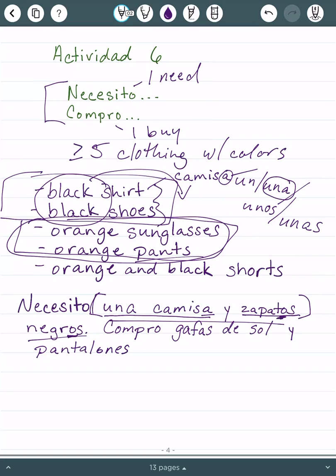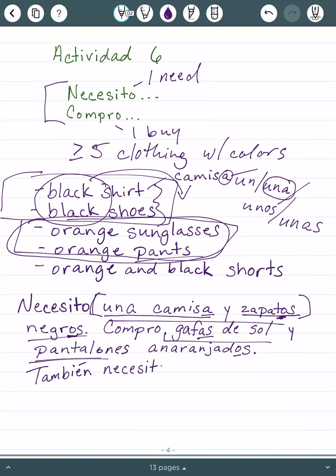And now I've got to decide, okay, is either of these masculine? If you look at pantalones, you'll see on your vocab list it says los pantalones. So that is masculine. So the word for orange, anaranjado, I'm going to leave it masculine. Now I am talking about plural things, so I need to add an S there. Now, if I want to be really conversational, I could add in the word también. También means also. So también necesito, I also need.